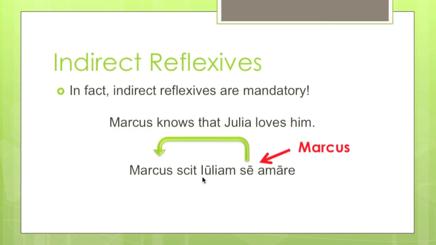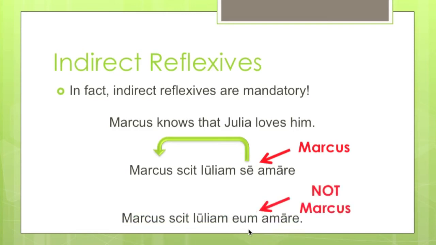You must say Marcus knows Julia to love himself. You must use the reflexive. If you use eum, which is the other word that we've learned for him in Latin, and you would say Marcus scit Juliam eum amare, this cannot be Marcus. If in this indirect statement we refer back to the subject of the main verb here, we must use the reflexive. This cannot be Marcus. So Latin doesn't have that ambiguity that English has. When Latin says Marcus knows that Julia loves him, it must specify whether the him is Marcus or someone else.